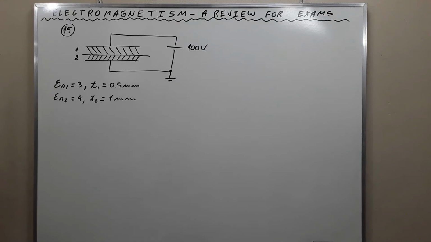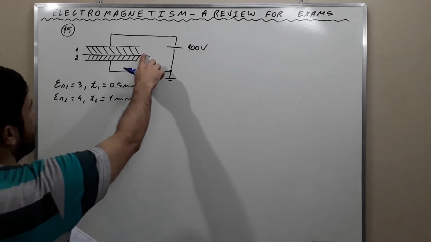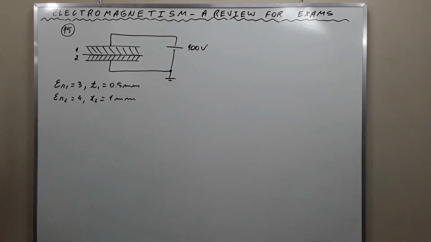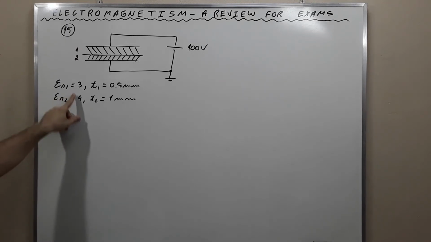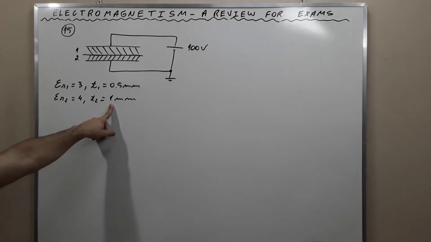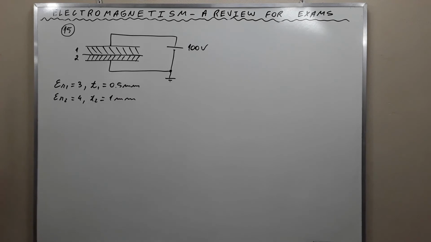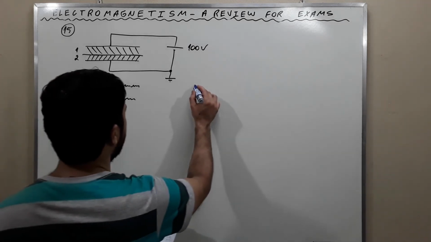Calculate the voltage of the conducting foil. Alright, we want the voltage here in the middle between the dielectrics. The relative permittivity of dielectric 1 is 3, and the relative permittivity of dielectric 2 is 4, and these are the thicknesses. We are going to use this expression here.